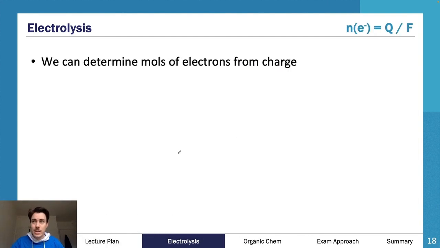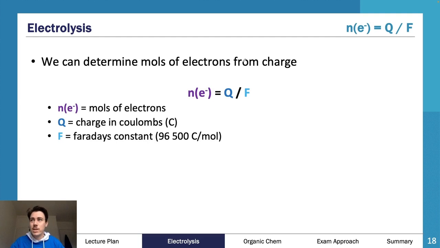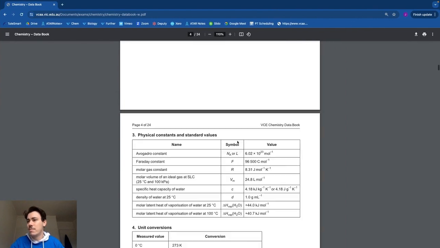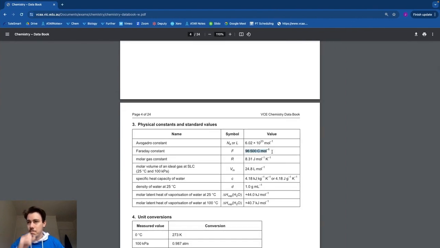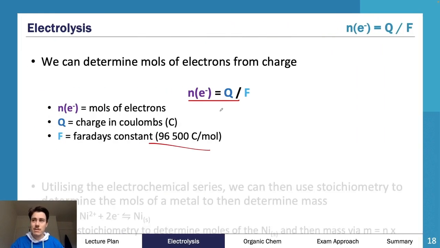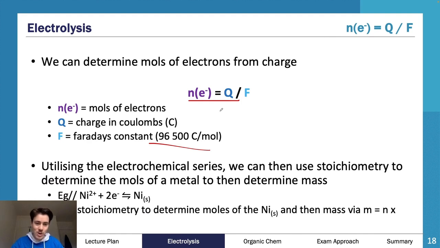But again, how does this relate to mass? So we determine the moles of electrons by going moles of electrons equals Q divided by F. Again, super important stuff. You need to remember this. That is a must. Yes, you will find that in here, but nonetheless, you need to know it. It's just something you need to know off the top of your head. You can't be stuffing around in an exam trying to remember that and find it in your book.